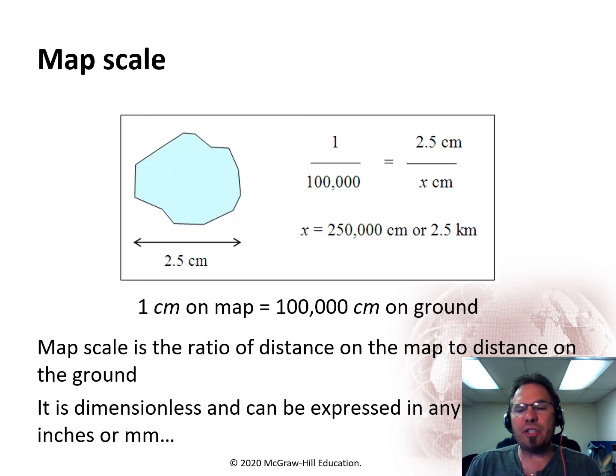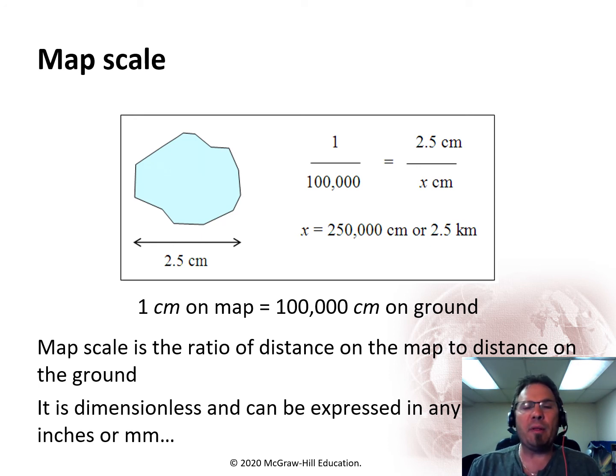So when you're dealing with GIS data, inevitably you're going to have to deal with map scale. And hopefully you've seen some of this before in previous courses, so I'm not going to dwell on it too much. But the idea is that map scale is the ratio of distance on the map to the distance on the ground. It's usually dimensionless and can be expressed in any units.